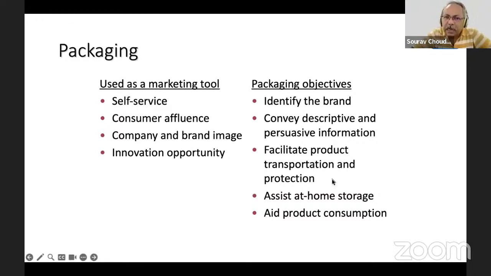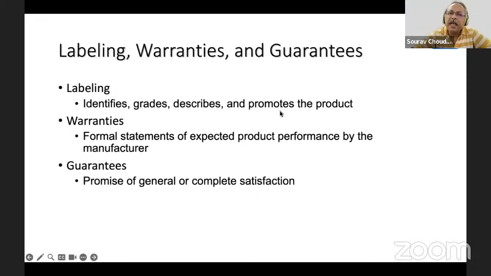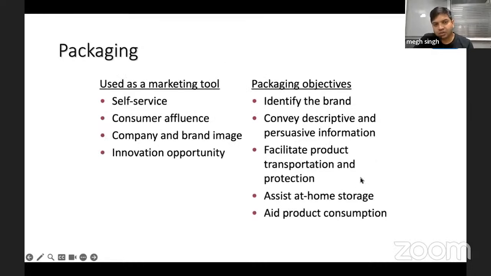Correct. So product, when you talk about a product, you also talk about packaging together. Okay. So it's not product, packaging, pricing, place and promotion. It's product, price, place and promotion. Okay. Product के अंदर ही packaging आ जाता है. Okay. Labeling, warranties and guarantees. In packaging, organizations also think about how to overcome the freight costs. Yes, they do. They do.